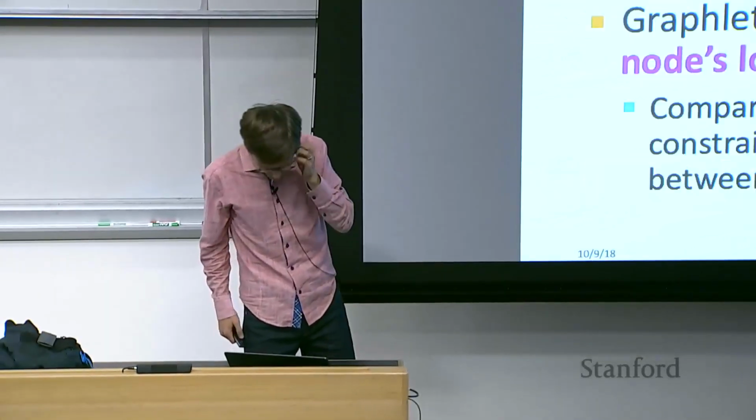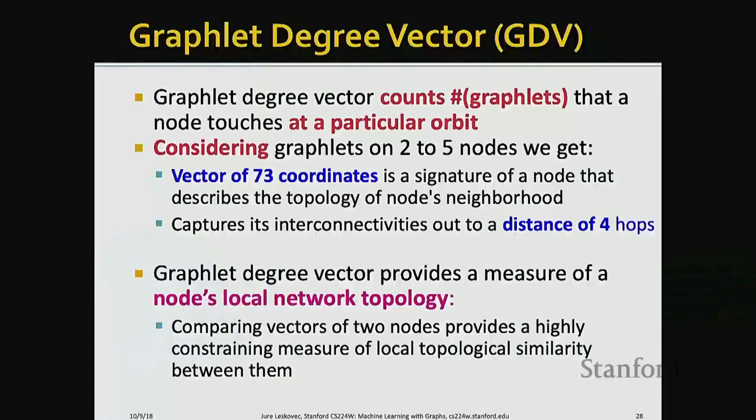So now I showed you how to generate this graphlet degree vector for a given vertex, right? The graphlet degree vector gives me the counts of the number of graphlets that the node touches at a particular orbit. And generally what people consider is these graphlets of size 2 to 5 nodes.